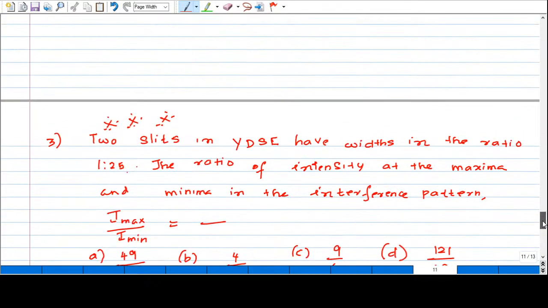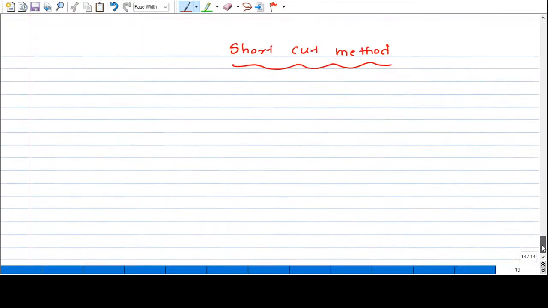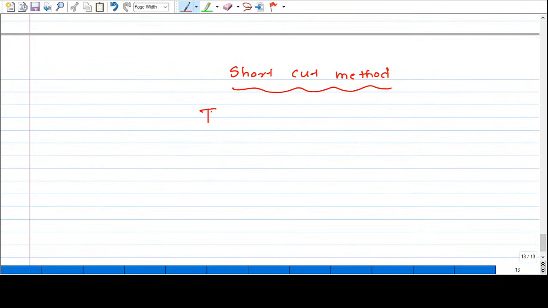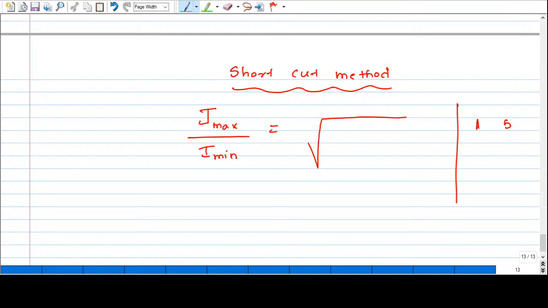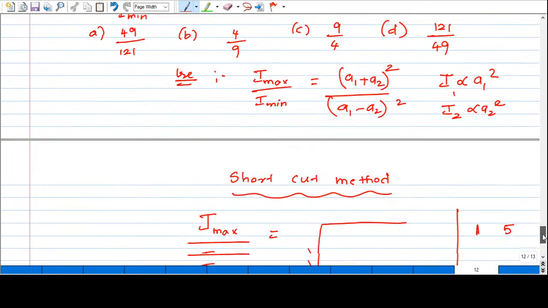So what is the ratio given? 1 by 25. See the shortcut method. To find I max by I minimum, what you do is take a root. So there are two numbers, 1 and 5. You got it? You have to go with 1 and 5. So now what you are going to do, 1 and 25.